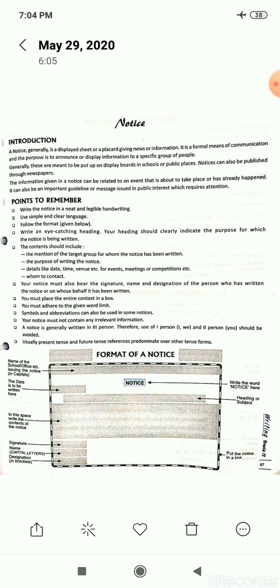Next, and a must-follow point, is that a notice is generally written in the third person.